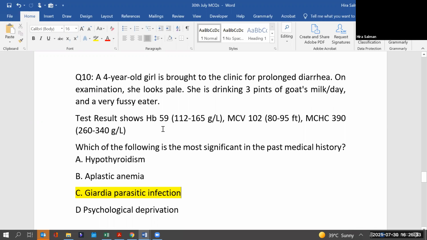And this hemoglobin count is low. This is only a distractor for you, because whenever the baby is on cow or goat milk formula that is deficient in iron, the baby will present with iron deficiency anemia.